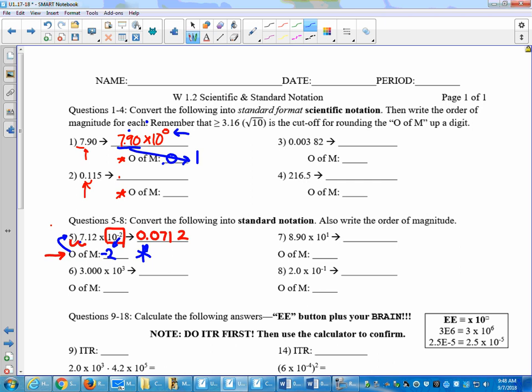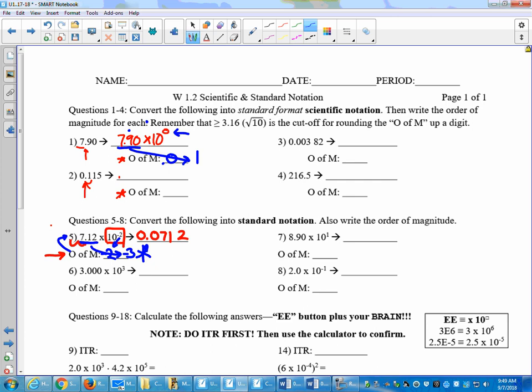And then you have to decide, does this 7.12 round us up? Answer, yes, it's greater than or equal to 3.16. So this becomes negative 3. There it is. So your answer to 5, 0.0712. And the order of magnitude is negative 3.